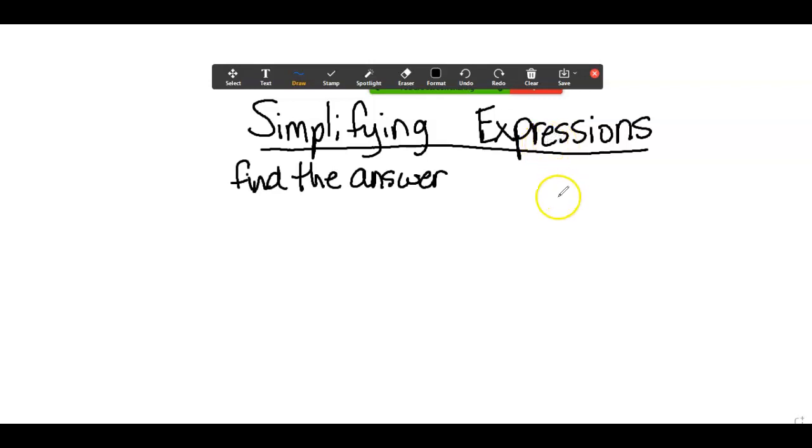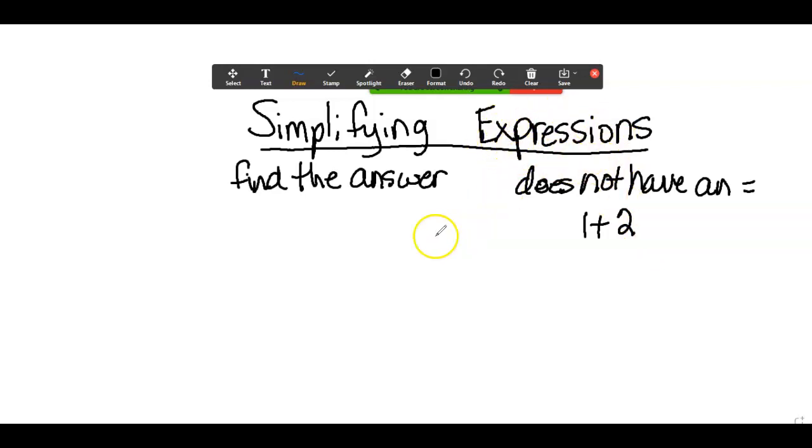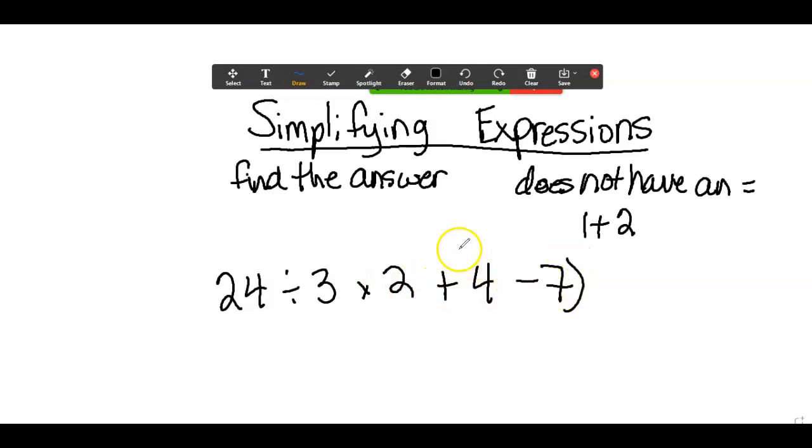Remember that an expression does not have an equal sign. Okay, so if I say 1 plus 2 and there's no equal sign, that's an expression. Okay, so we might have something like this. Okay, that's an expression. There's no equal sign. And so when it says to simplify an expression, it just means find the answer to this. Now, how do I find the answer to this?